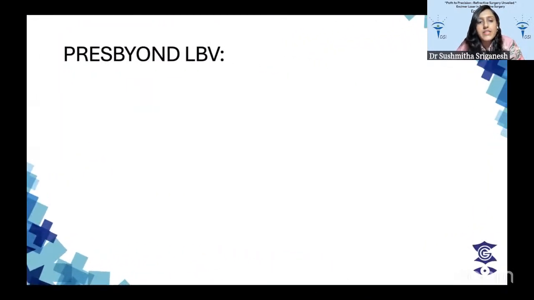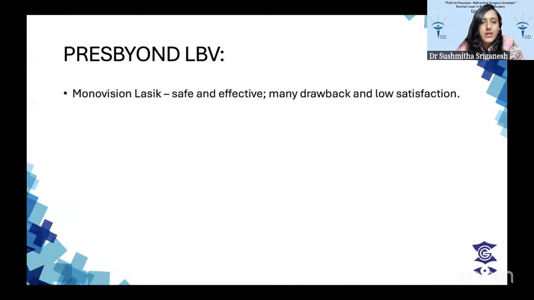Then we have the second set of Excimer laser procedures, which is Presbyond laser blended vision. Basically, monovision LASIK is where the dominant eye is corrected for distance and the non-dominant eye is corrected for near. And this has proven to be safe and effective. But with this, there were many drawbacks and very low satisfaction amongst patients because of loss of contrast sensitivity, loss of stereopsis, and longer adaptation time.